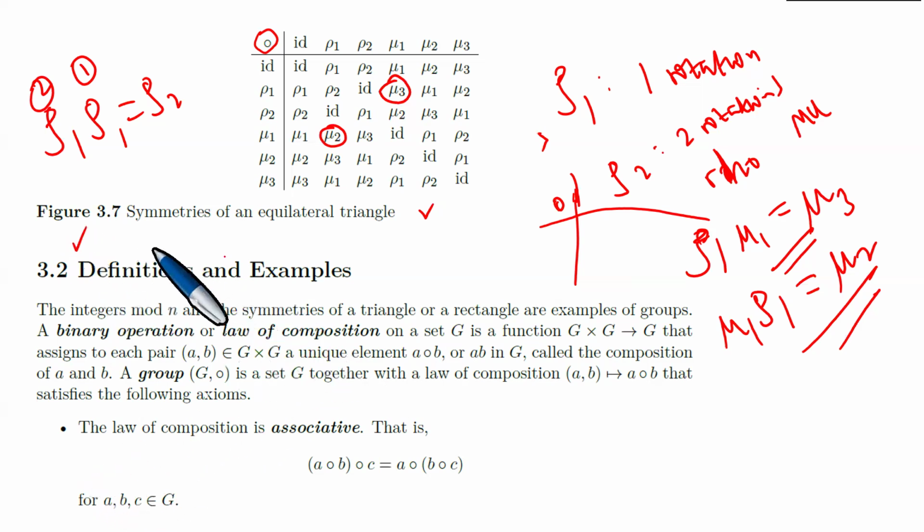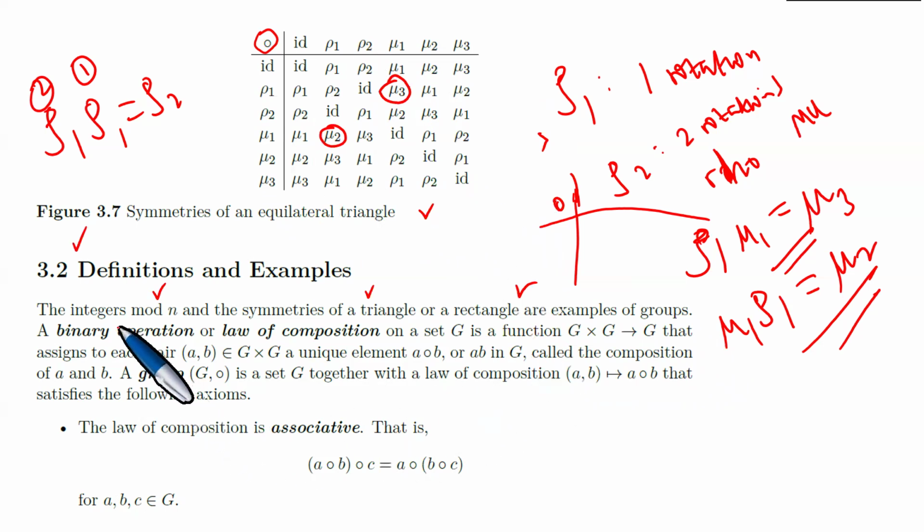Now let's do some definitions and examples: the integers modulo n and the symmetries of a triangle. We did the integers modulo n, and we did the symmetries of a triangle, or a rectangle, and these are examples of groups. In the Cayley table here, we are able to see inverses, like the inverse of rho 1 is rho 2. You look for the identity here. The inverse of mu 3 is itself, because that's when you get the identity.